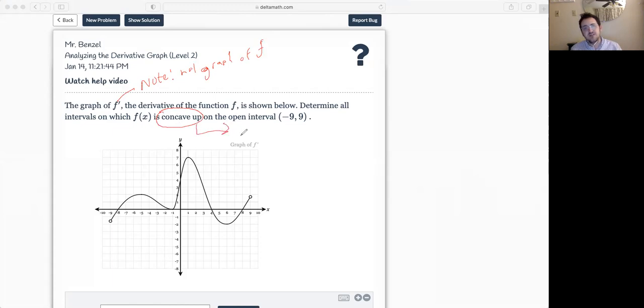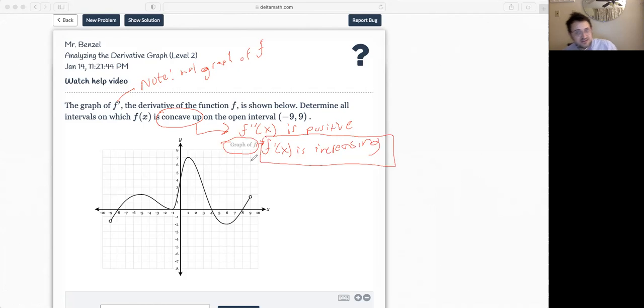So here's what concave up means. It means that f double prime of x is positive. And it also means that f prime of x is increasing. Now, we have the graph of f prime of x. So this statement here, f prime of x is increasing, is useful. So what this is asking for is, when is this graph increasing?